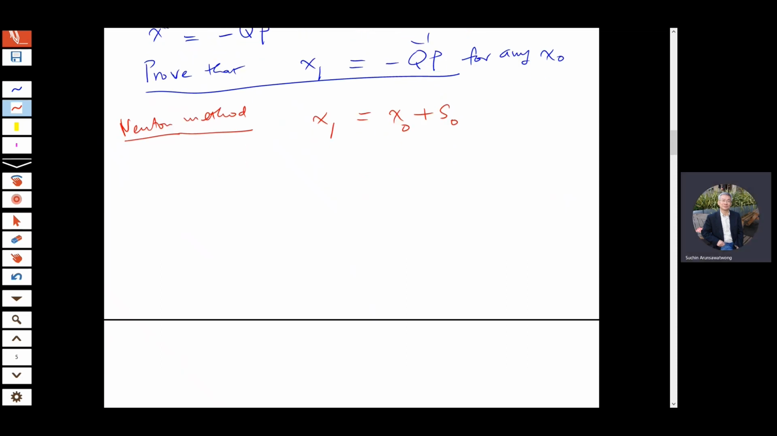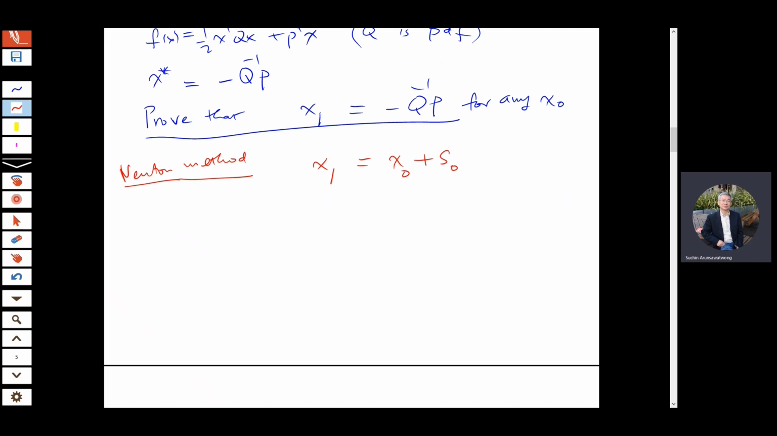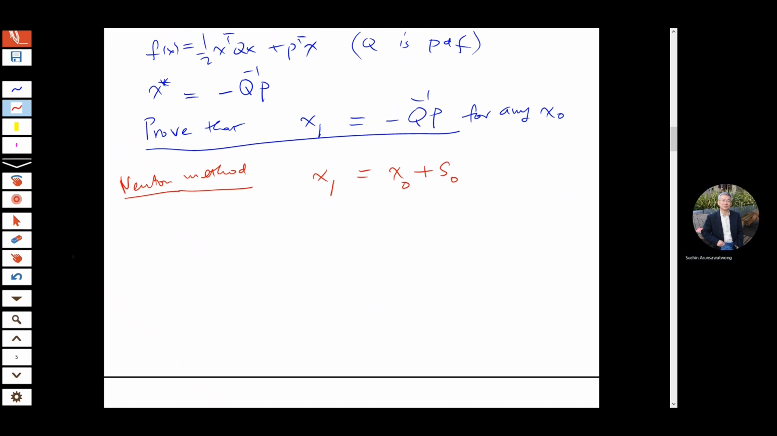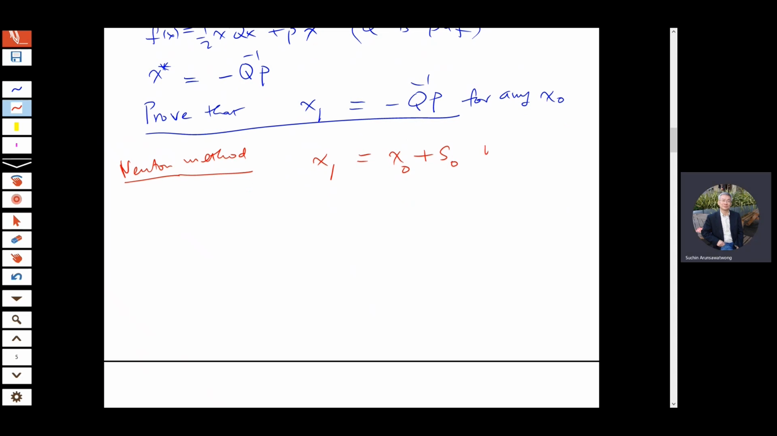Where we implement Newton's method without line search, it reaches the minimum within one step. This is what we have to prove. This is without line search.